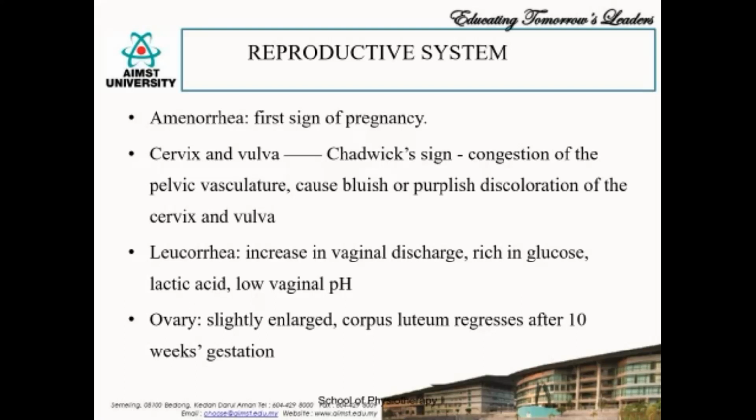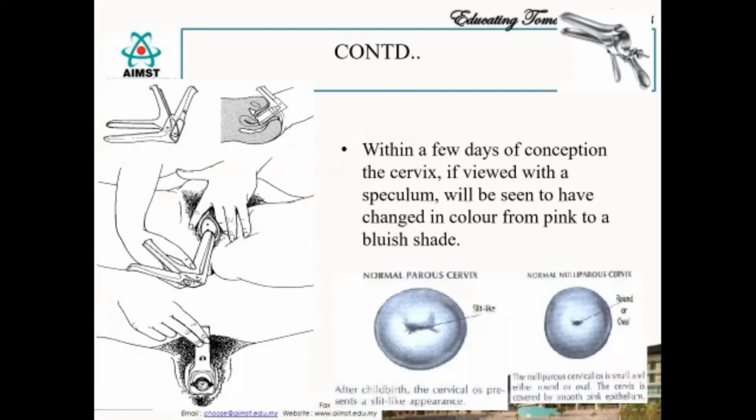The next is the ovary. In the ovary, it is slightly enlarged because the corpus luteum, instead of undergoing degeneration, will just be roaming inside the ovary without any degeneration, because the corpus luteum has to secrete the hormones progesterone and estrogen and the HCG till 3 months. So till 3 months, the ovaries will be a little bit enlarged because of the corpus luteum.